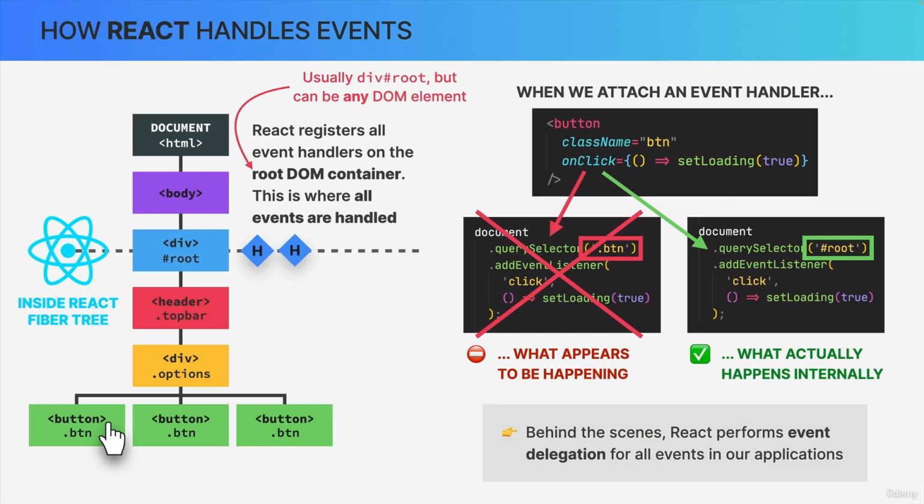Now just one small detail that I want you to notice is that it's really the DOM tree that matters here, not the component tree. So just because one component is a child of another component, that doesn't mean that the same is true in the displayed DOM tree. So just keep that in mind when thinking about bubbling in React applications.